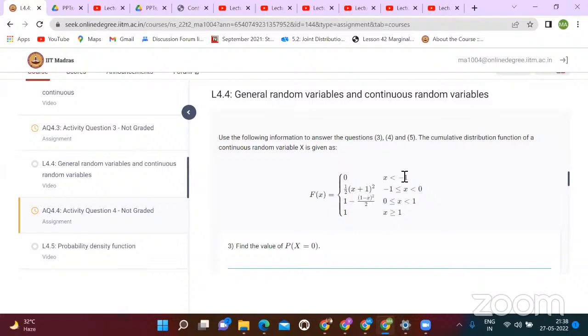Are you getting? So till -1, the PDF will be constant, and the differentiation of a constant will be 0. So the PDF will also be 0 till -1. From -1 to 0, you just have to differentiate this function. You'll get the PDF from -1 to 0. And from 0 to 1, you have to differentiate this function. After 1, again the differentiation of 1 will be 0. So only from -1 to 0 and 0 to 1, the PDF function will be defined.